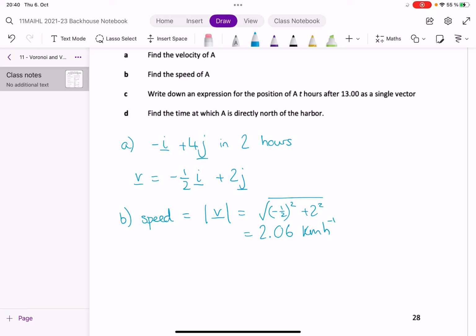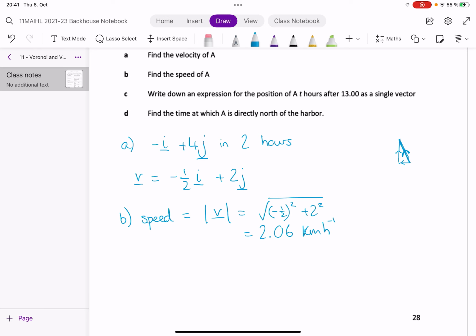Okay, so the answer to part A is how it is moving. It's moving negative a half kilometer to the west and 2 kilometers north every hour. And obviously the path it's moving along is given by this line. But the speed it's moving is 2.06 kilometers an hour. And if that little sketch I made was drawn correctly to scale, then that would be the length of that line.